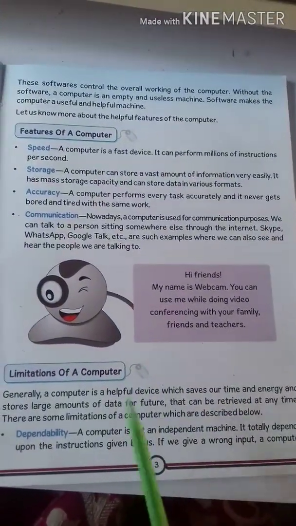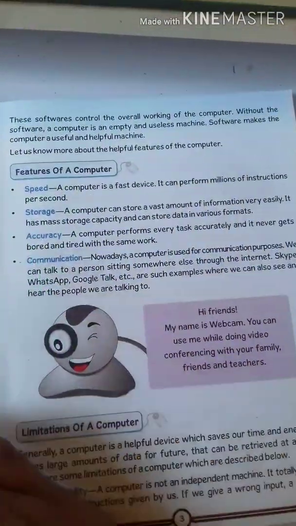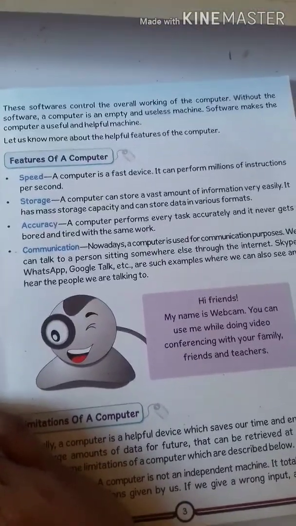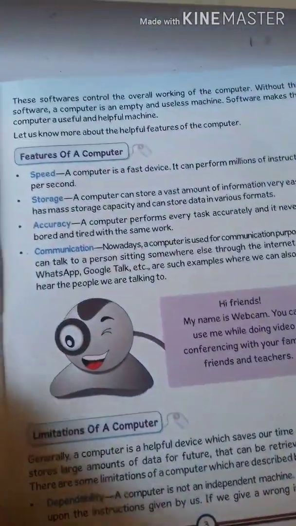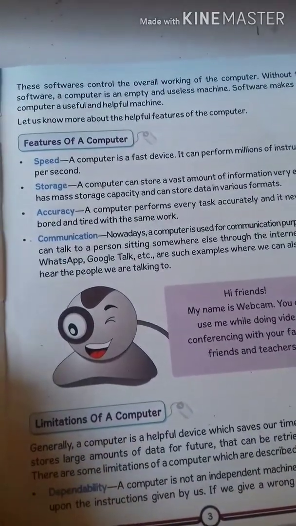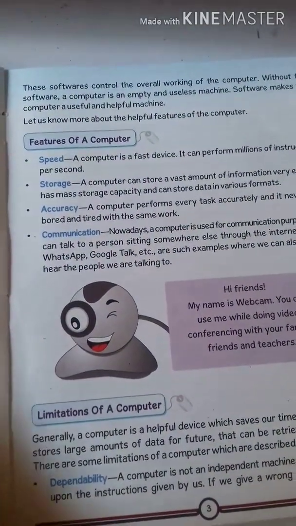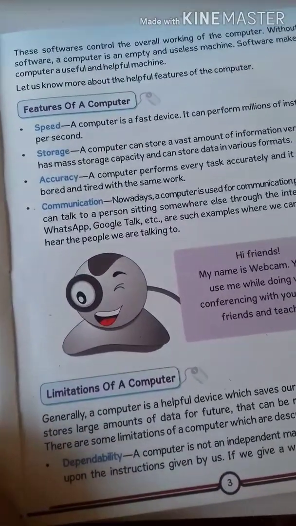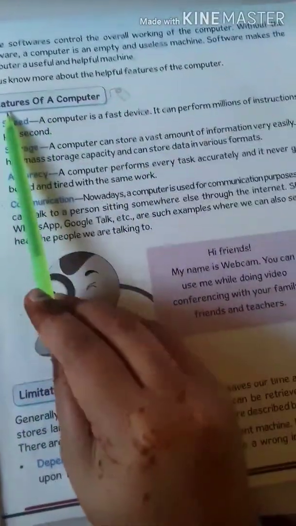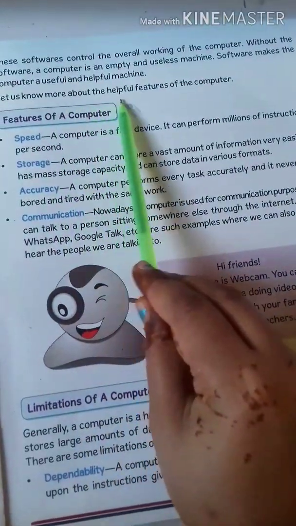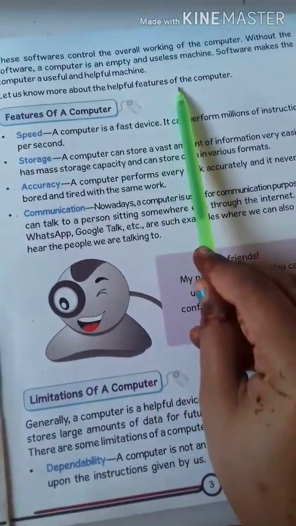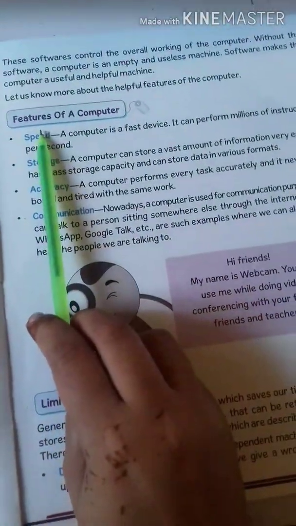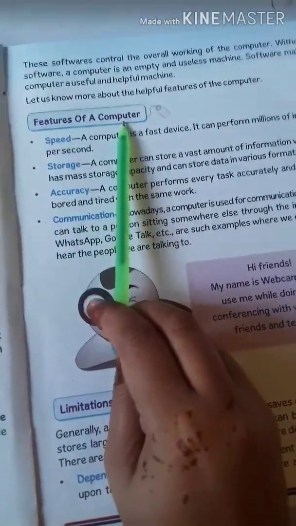Next, page number 3. These control the working of the computer. Without software, a computer is a useless machine. With software, it becomes a useful machine. Next, know more about what is helpful for the future of the computer. Next topic is features of a computer.